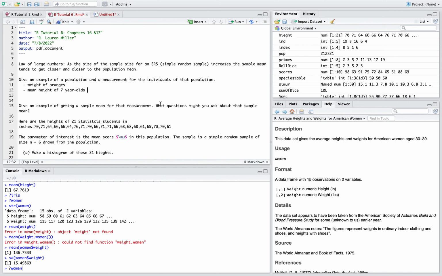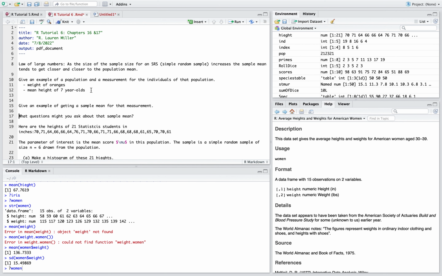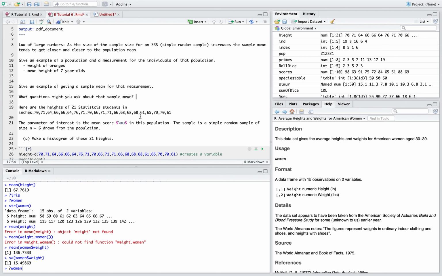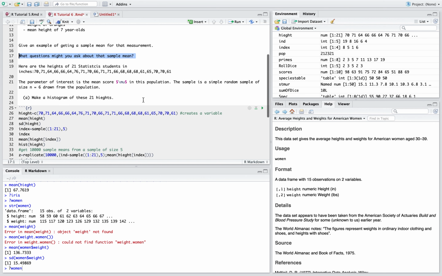So to get a sample mean from those measurements, we would take samples, of course. And what questions might we want to ask about our sample mean? Well, we want to ask if it's a good approximation of the population mean. We want to figure out what the standard deviation is. So let's work through some examples. This is going to be a nice little short tutorial.